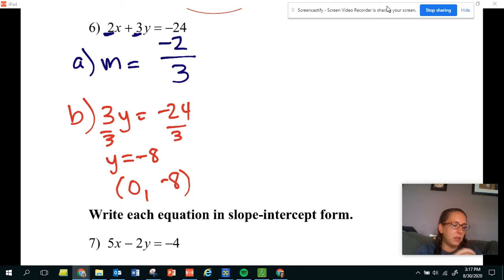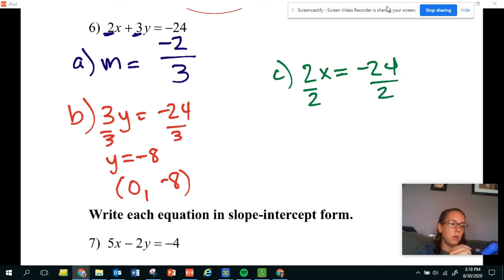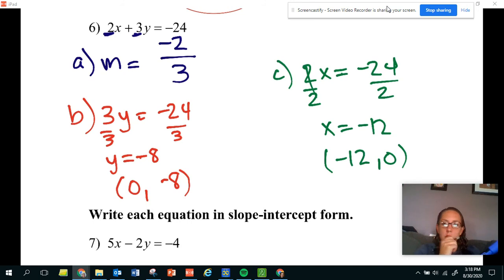And then last but not least, my x-intercept. I'm going to plug in 0 for y, just make that y term disappear. And divide both sides by 2. So those will cancel, and I'll get x equals negative 12. So it's the point (-12, 0).